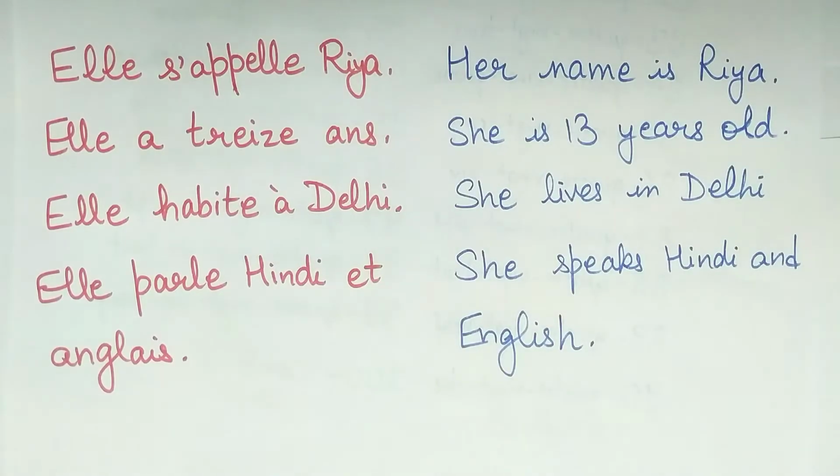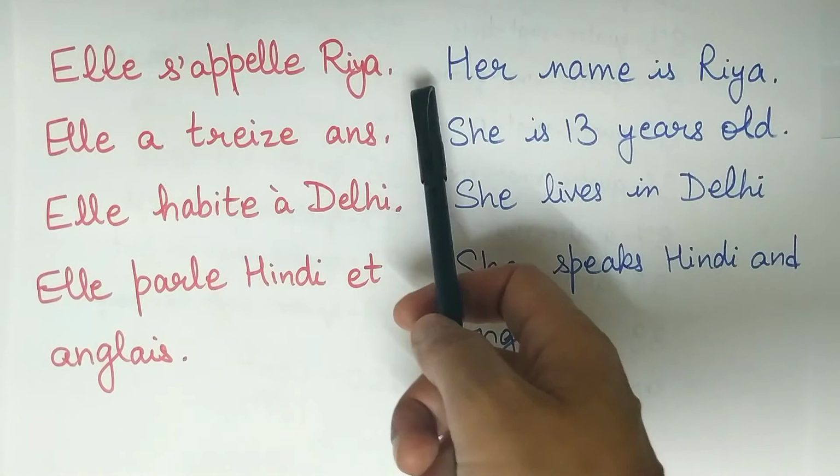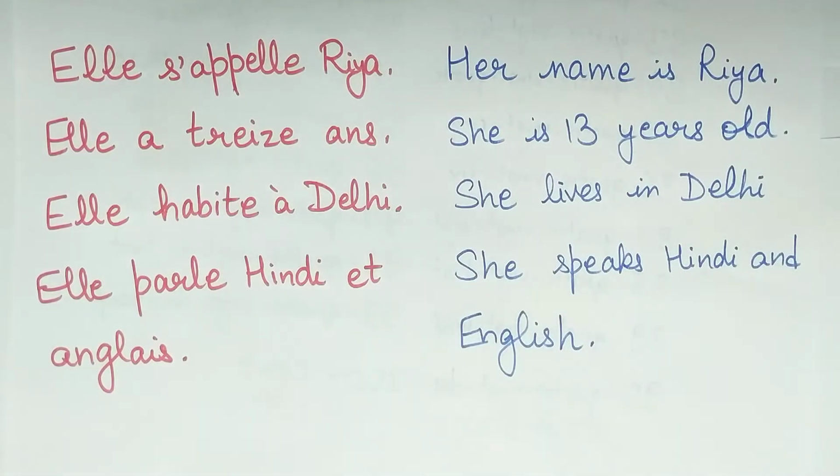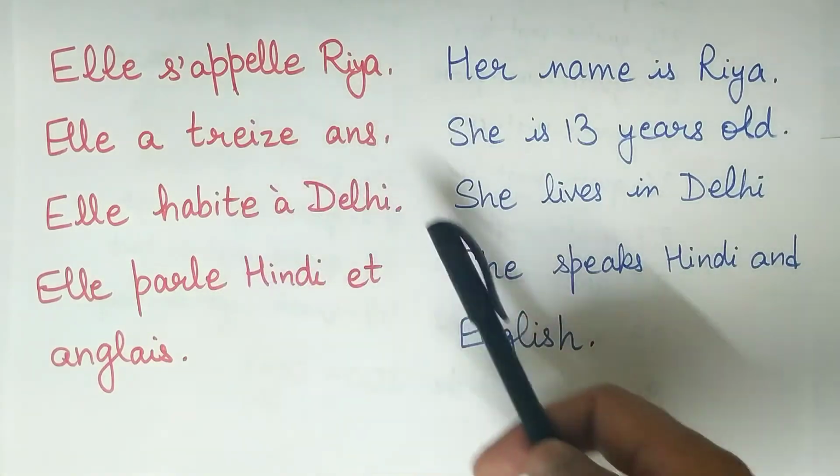Now let's see how to introduce a girl in French. For girls, we will use the pronoun elle, which can be used to say she or her. So, elle s'appelle Ria will be her name is Ria. Elle a 13 ans. She is 13 years old.